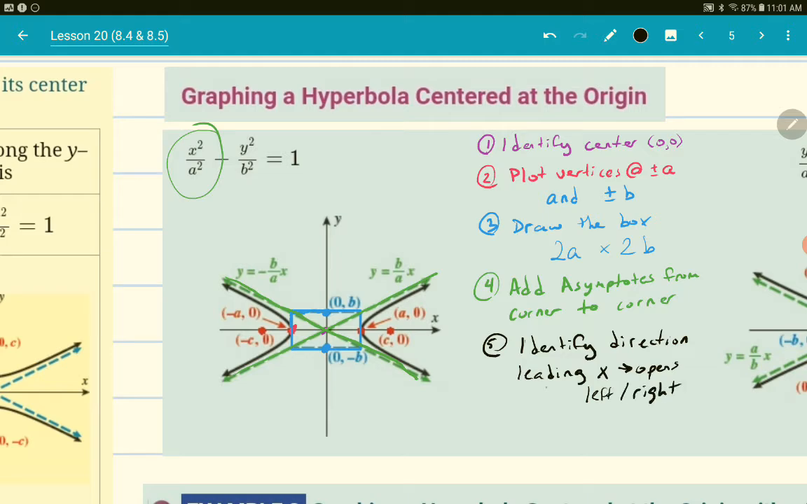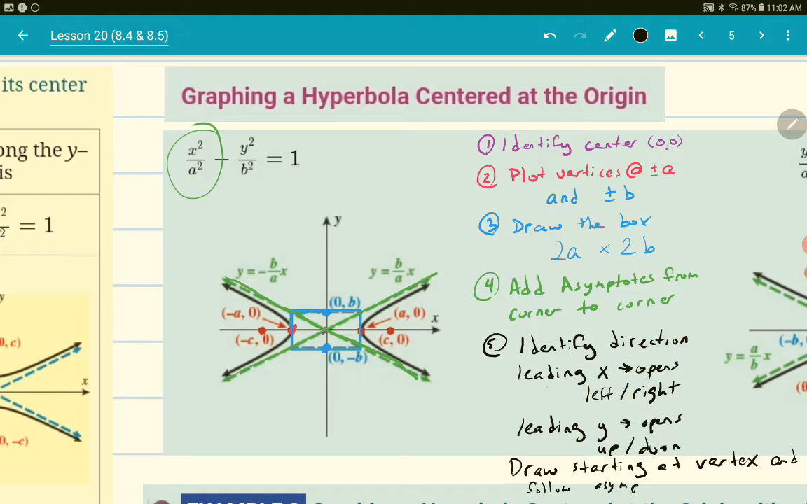It opens left, right. If I had a leading y, then I would open up, down. But I have a leading x, so it opens left to right, left and right. And then I want to draw the hyperbola starting at the vertex and following those asymptotes. So those asymptotes define the direction of the graph, but remember, asymptotes never touch.